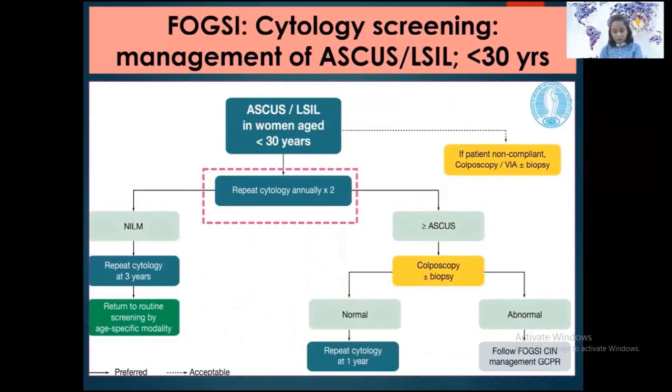So what happens if the female is less than 30 years of age and a cytology diagnosis is ASCUS or LSIL? In such cases, repeat cytology annually has to be performed twice for a period of 2 years. And if no epithelial abnormality is detected, then the female returns back to the routine screening. However, if any epithelial abnormality is detected, then colposcopy with or without biopsy has to be performed.